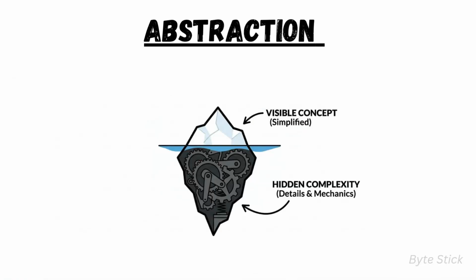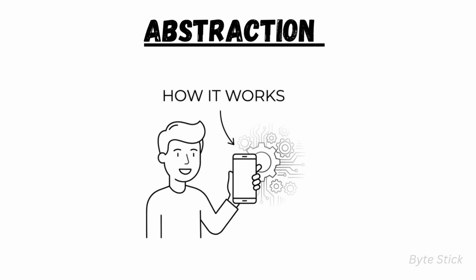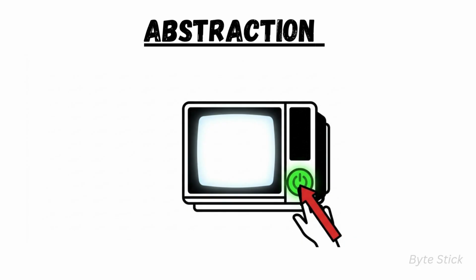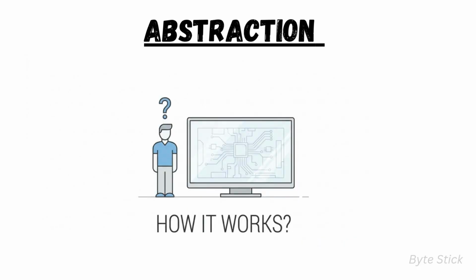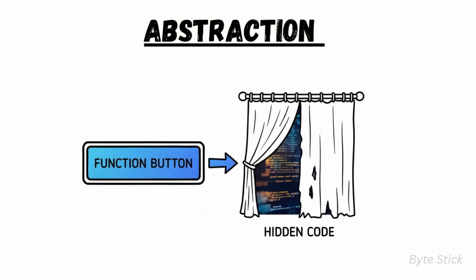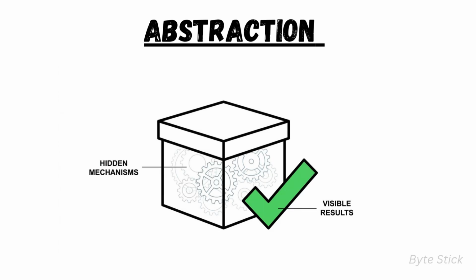Abstraction. Abstraction focuses on showing only the information that users need, while hiding unnecessary implementation details. Every day, people interact with complex systems without understanding everything happening behind the scenes. Pressing the power button on a television turns it on, even though most users have no idea how electricity flows through its circuits. Programming follows the same idea. A developer may use a function without knowing every line of code inside it. The internal complexity remains hidden, while the useful behavior stays visible.